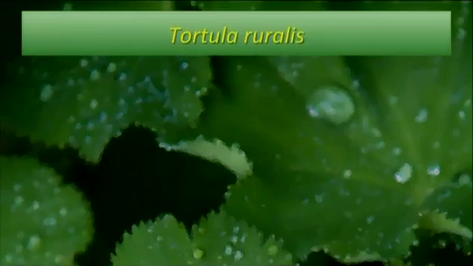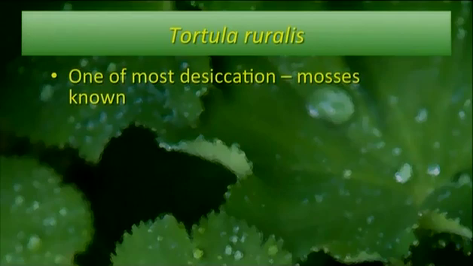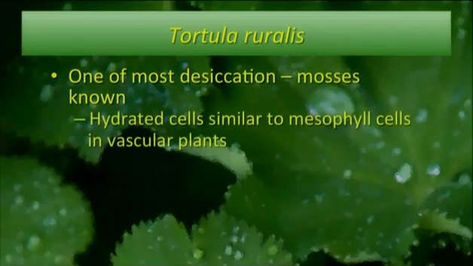Now this other plant called Tortula ruralis, okay, is one of the most desiccation tolerant mosses known. The hydrated cells are similar to mesophyll cells. Remember the middle leaf cells that we talked about before in vascular plants. You have the palisade mesophyll, you have the spongy mesophyll, okay? So the hydrated cells of this moss is similar to the mesophyll cells that are in vascular plants.